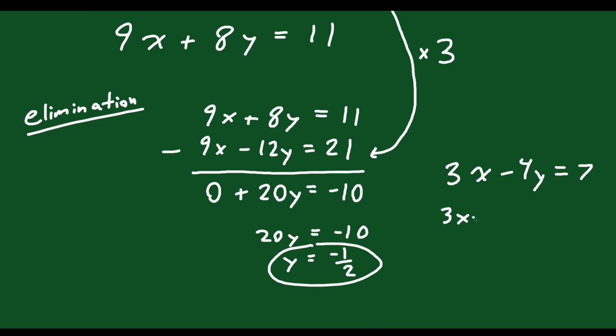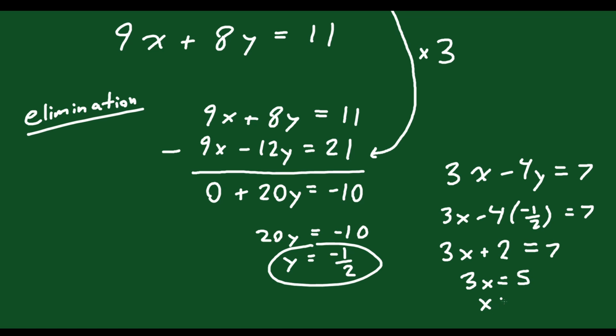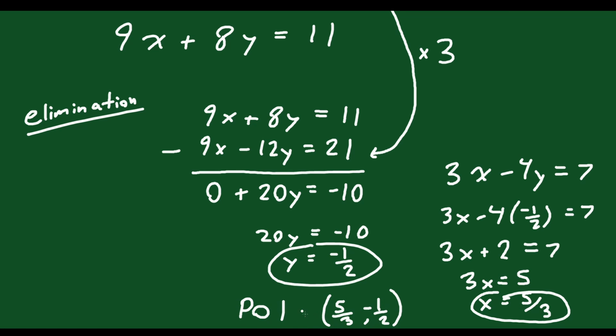So 3x minus 4 times negative a half equals 7. Okay, so we simplify this first. 3x plus 2 equals 7, right? Negative 4 times negative a half is plus 2. Bring that 2 to the other side. 3x equals 7 minus 2, which will be 5. Divide both sides by 3. x equals 5 over 3. So the point that they intersect is 5/3, comma, negative a half, right? Your x and y values. That's the point of intersection.